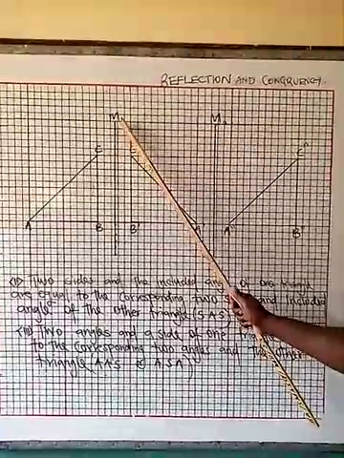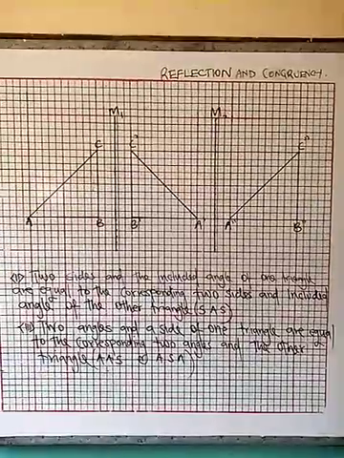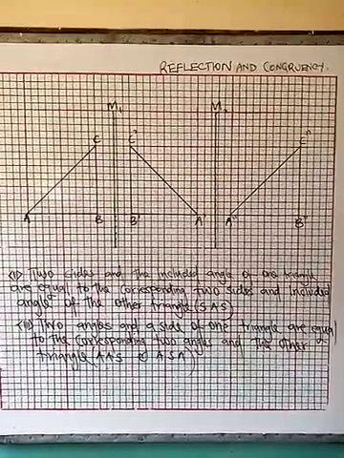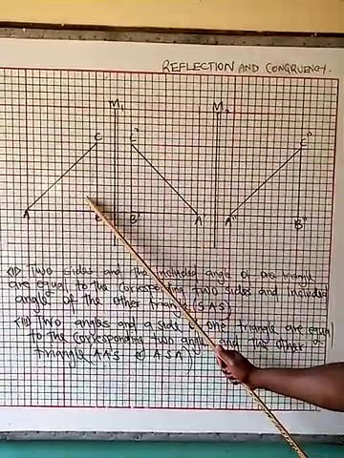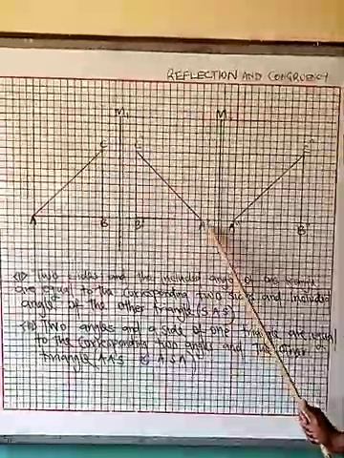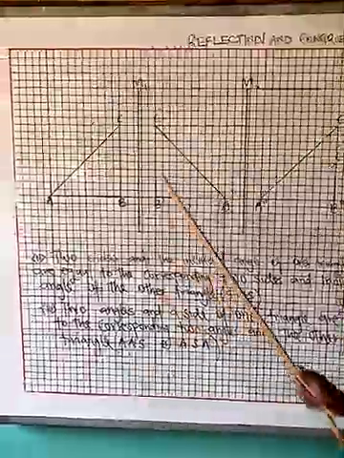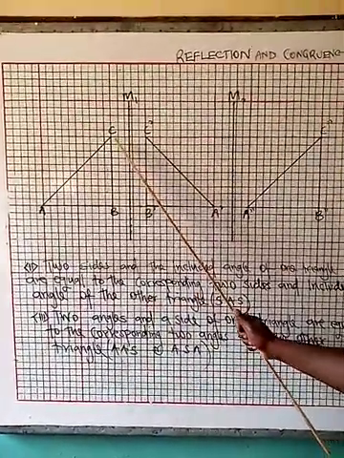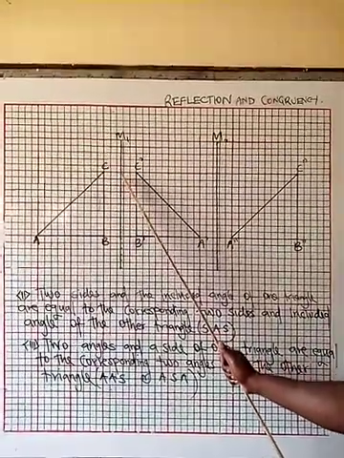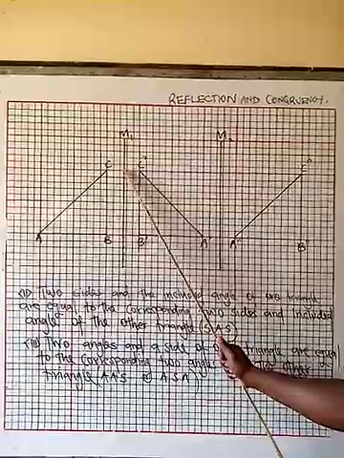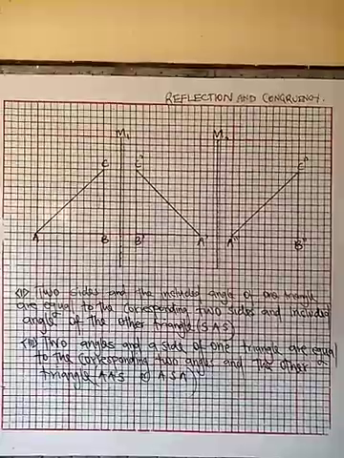I've named this line M1 to denote the mirror line M1. Remember that the mirror line is also the line of symmetry. So this is the image of the first triangle. That's why I gave it A prime, B prime, and C prime. And remember, we did say that the distance from the object to the mirror line must be the same as the distance from the mirror line to the image. And that is exactly what we have here.